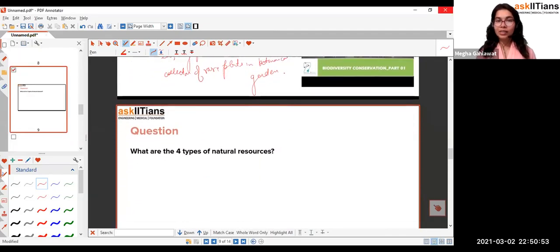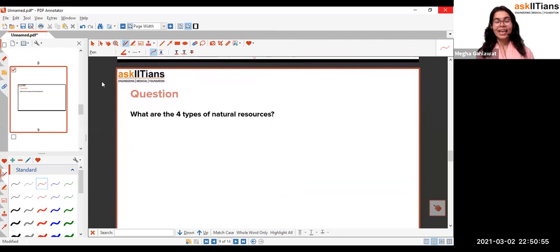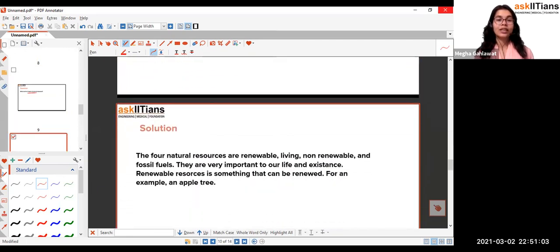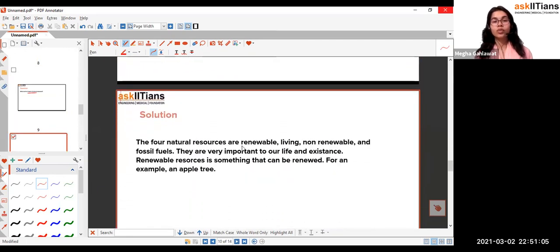And now I'm going to ask a few questions and then we can conclude the session. So what are the 4 types of natural resources which are found? We did all of those. Natural resources which are renewable, non-renewable, which are living, the biodiversity basically, and which are fossil fuels or non-living, as in the coal, petroleum, etc.